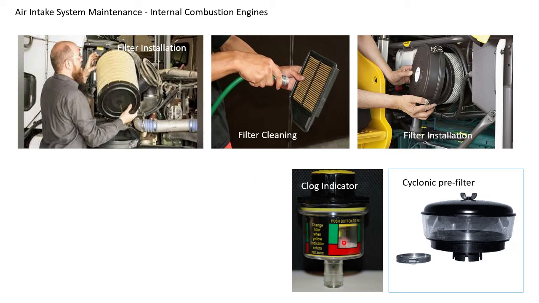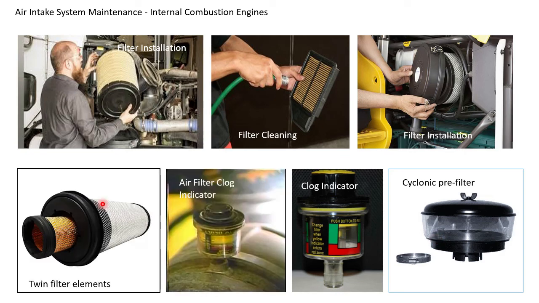This is called the filter clog indicator, which is fitted somewhere in the air intake circuit. And you can see some machines, particularly construction machines, are fitted with a cyclonic pre-filter. This is fitted on the filter housing. The purpose of this one is, because of its design, air goes in a centrifugal swirling action, so the heavy particles are gathered here.